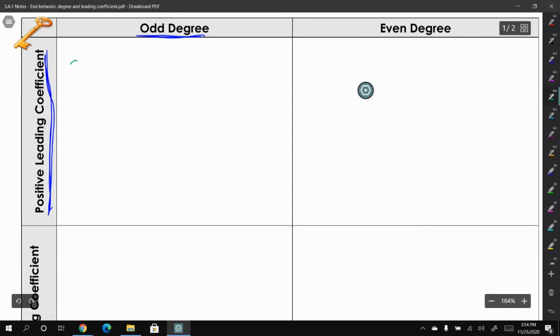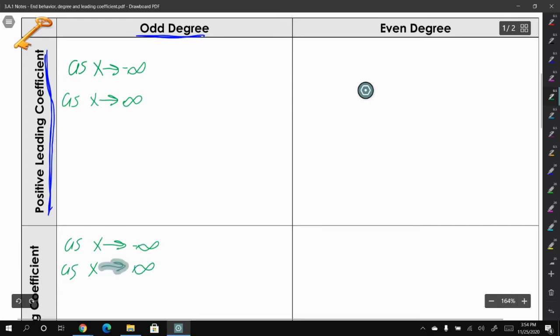So remember, when we have end behavior, we have x approaches negative infinity, that's the left side, and we have as x approaches positive infinity, that's the right side. So we're going to have this for every single box here. So I'm just going to write that in each of these boxes, because we will always have a left end behavior and a right end behavior.